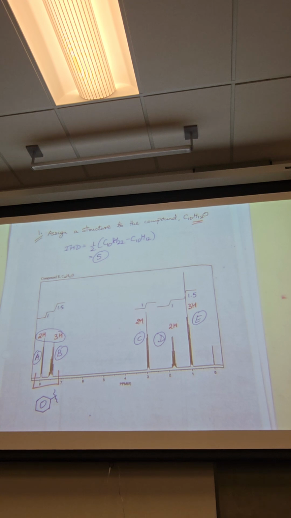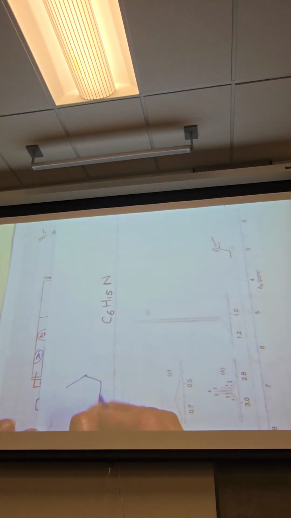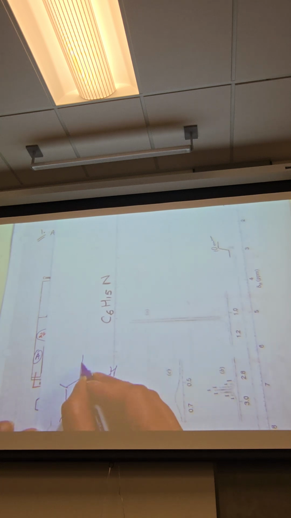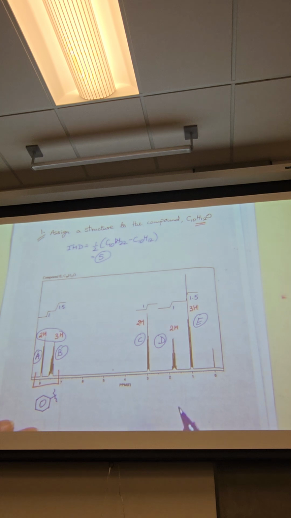How many hydrogens are on benzene, and how many bonding places does it have? 6. Yes. If 5 of them are taken by hydrogens, there's only one more, so there's a single substituent. Make sense? So should we perceive B as a double signal, really?